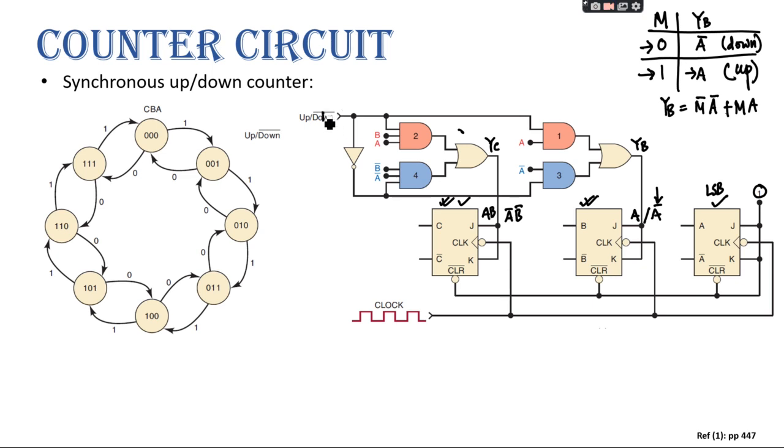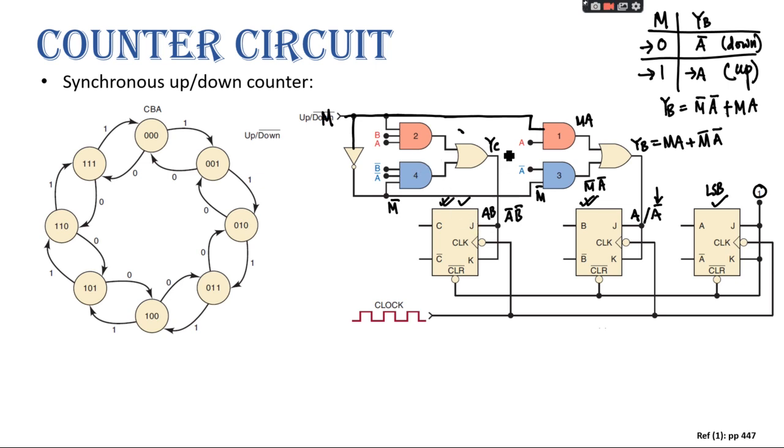So as you can see, M is directly connected here, and after the NOT gate, M bar is connected here. So the output of 3 should be M bar A bar, and the output of 1 is MA, right? So here you can get MA plus M bar A bar, which is XNOR. Or instead of this circuit, you can use an XNOR gate, right? Yes, sir.